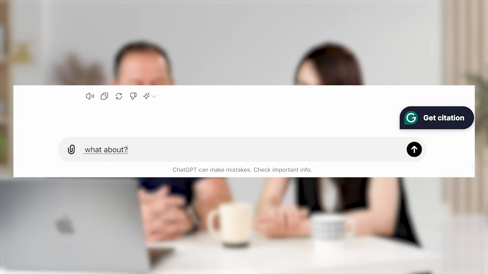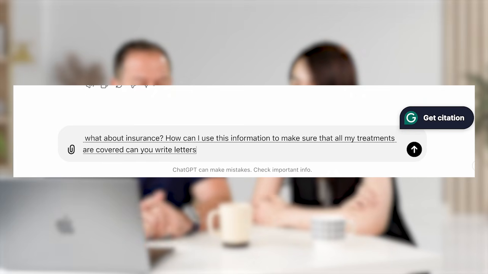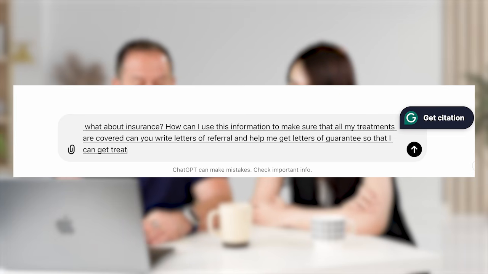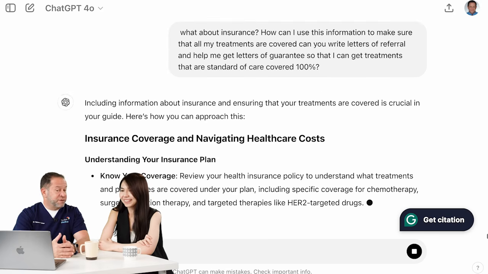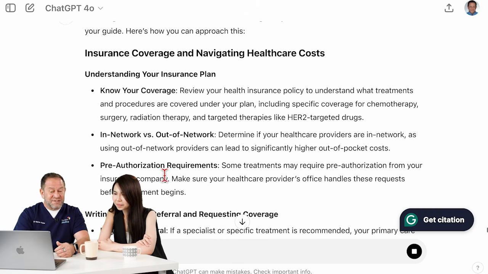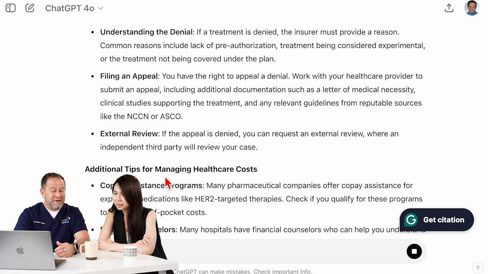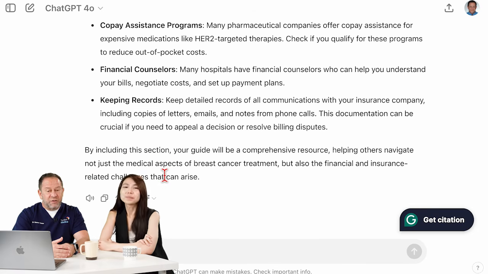What about insurance? How can I use this information to make sure that all my treatments are covered? Can you write letters of referral and help me get letters of guarantee so that I can get treatments that are standard of care covered 100%? Also one of the very useful use cases for writing GPT letters. Writing letters and coverage, in-network, out-of-network. It's a lot to think about. Yeah. That's amazing. It's very, very cool.